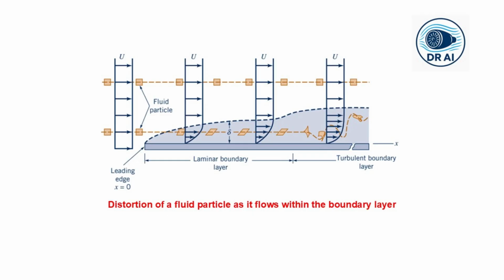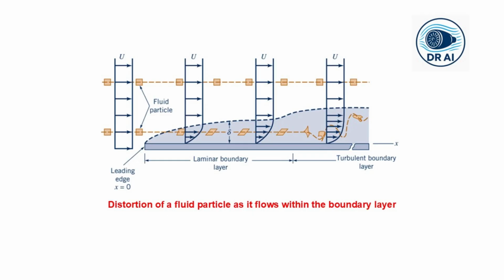So now let us consider the simplest case, a flat plate parallel to the flow, which is shown in this particular figure. It also shows what happens to the fluid particles as they enter the boundary layer. Outside the boundary layer, a small rectangular particle flows along without distortion. It translates but does not rotate or deform. The flow there is irrotational, meaning zero vorticity.